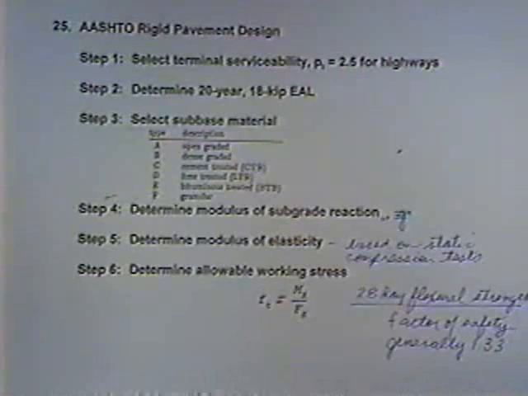M sub R is the modulus of rupture, or the 28-day flexural strength of the concrete, and F sub S in the denominator there is a factor of safety. Okay, so there is a safety factor in, and it's generally the safety factor they use for concrete or rigid pavements is 1.33.